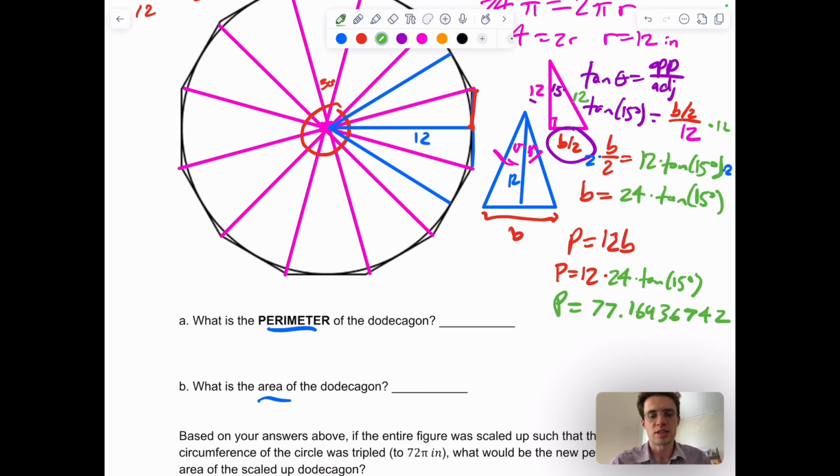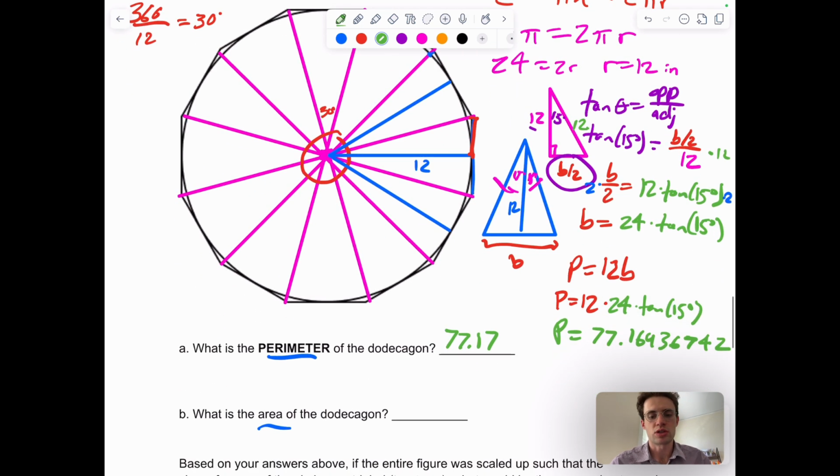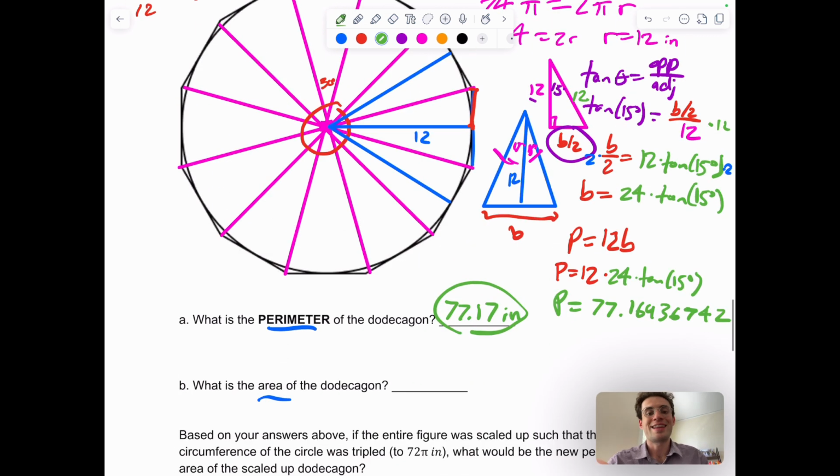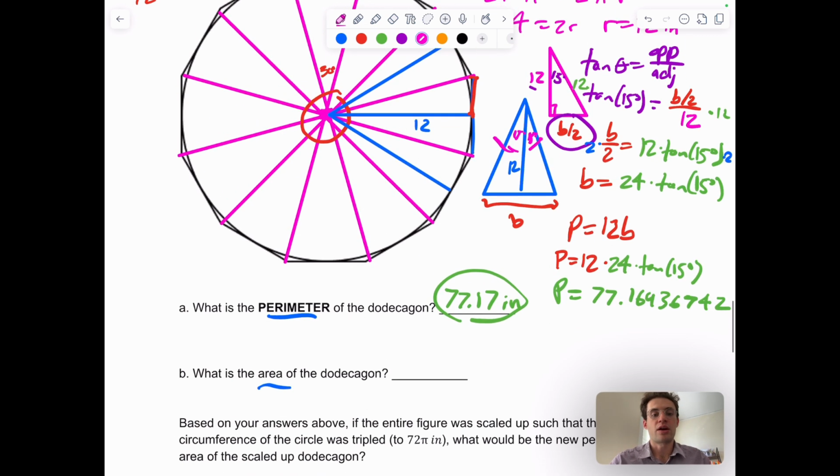77.169 will round to 77.17. Our units were inches, so it would be inches. You don't have to square it, and you shouldn't square it because it's a perimeter. To find the area, we need to find the area of one of the triangles.